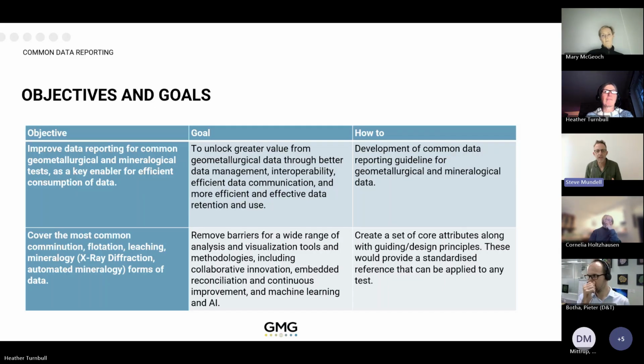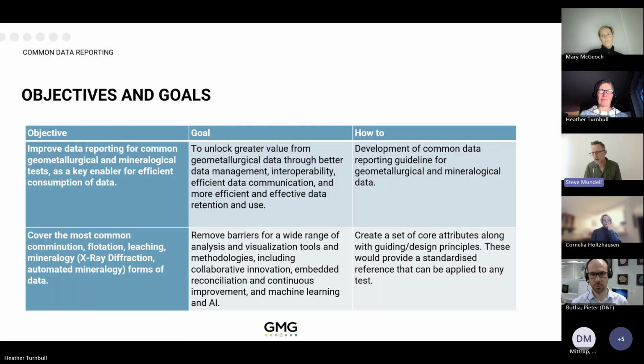So the core objective of what we're looking at here is to develop a set of reporting guidelines for geomet data, with standard templates that vendors, organizations, and users can refer to, that leverage common terminology, common data structures, and formats to ultimately enable efficient data consumption and reuse.